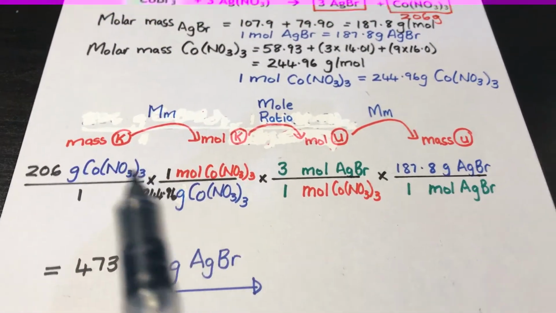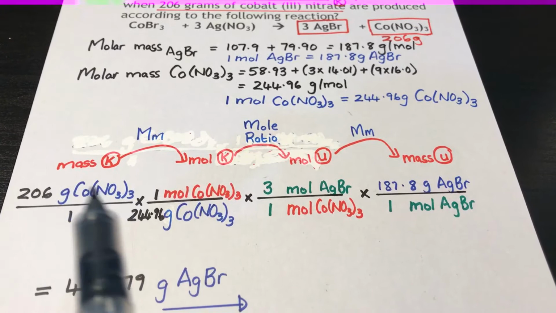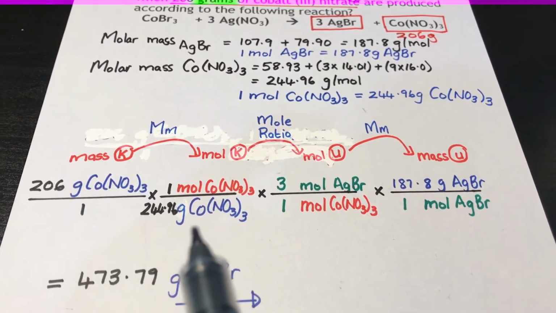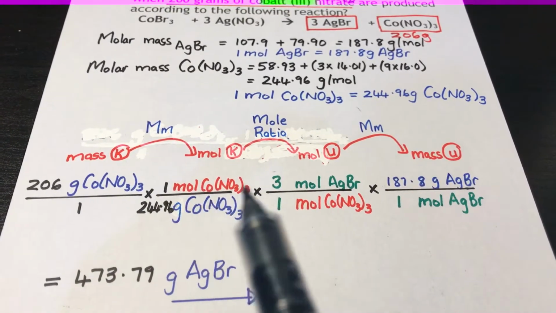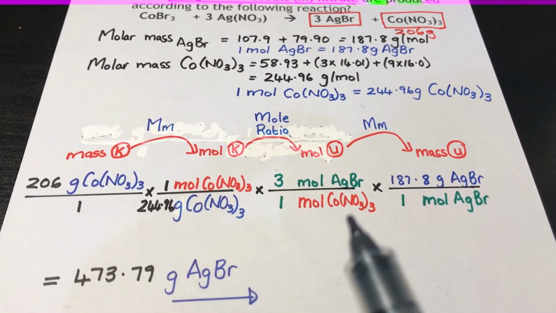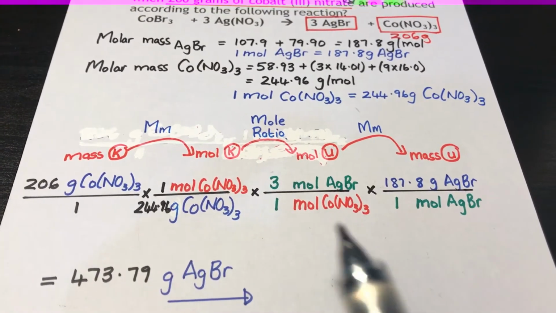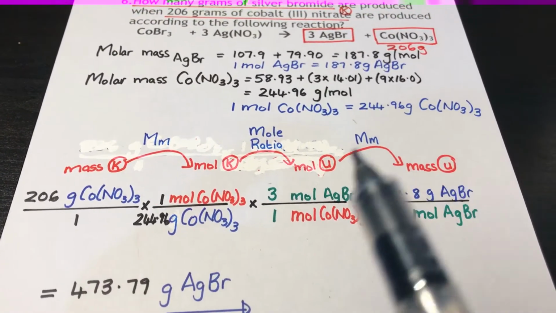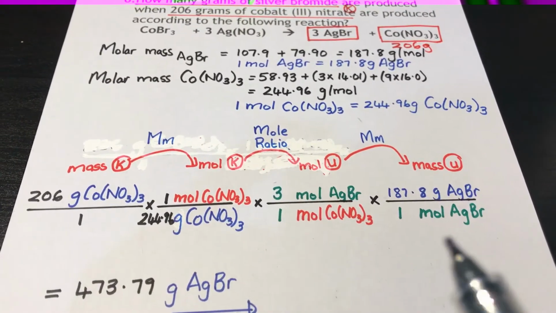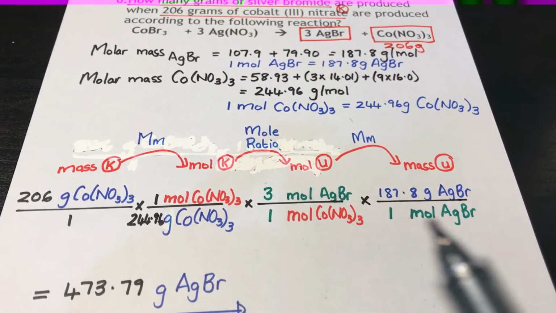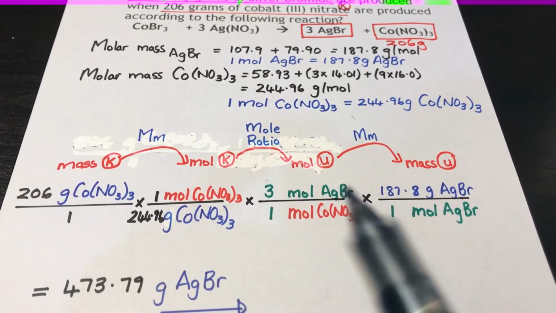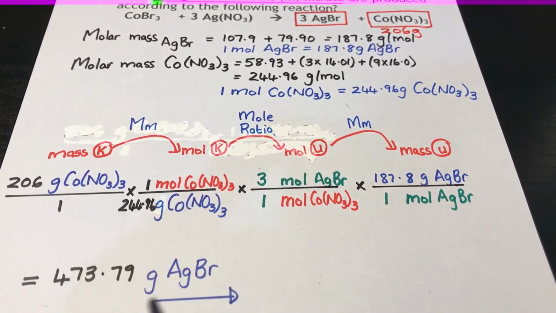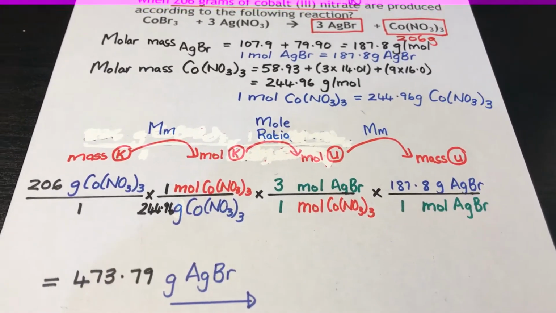So look at this carefully again. This at the top cancels out this at the bottom. They have to be the same. Mole of cobalt nitrate at the top cancels out mole of cobalt nitrate at the bottom. They have to be the same. Mole of silver bromine cancels out mole of silver bromine at the bottom. They have to be the same. That leaves me with grams of silver bromine, which is my final answer.